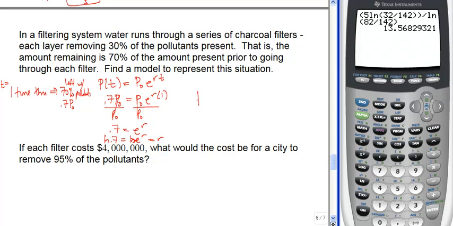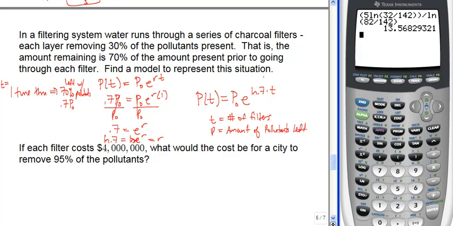So now we have enough information to write out sort of a model. It's not perfect because we don't know this P sub 0, but we do know what R is. So this will be e to the ln of 0.7 times t, where t is the number of filters and p is the amount of pollutants left over in the water. Okay, so here's our model.